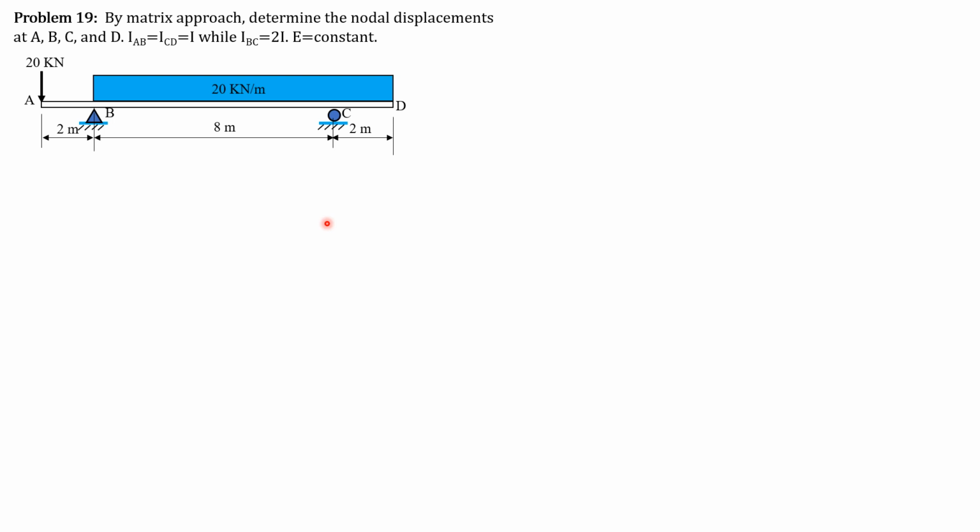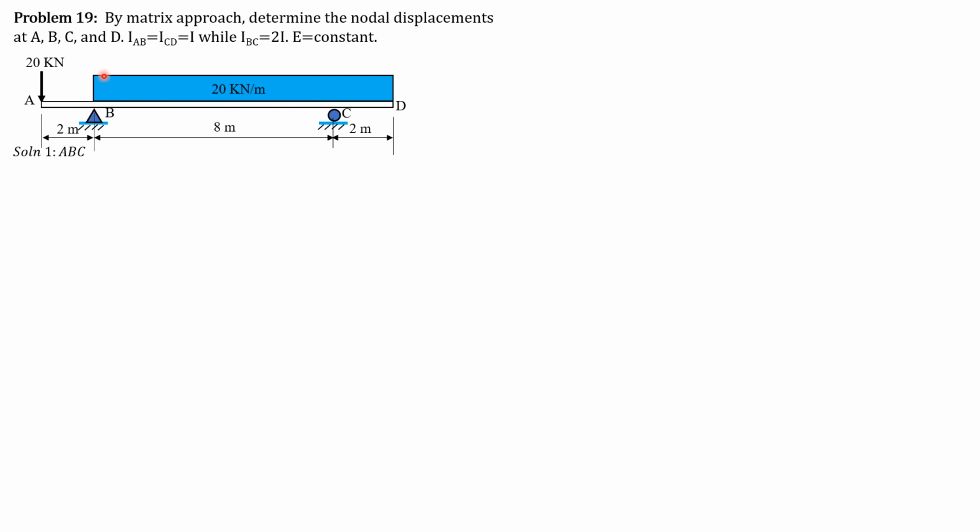Since the calculator is only capable of solving four simultaneous equations, for our solution 1, we consider ABC first. Because we consider ABC, we imagine that A and B are fixed. Therefore, this 20 kilonewton load will have no fixed moments to produce. So the load is negative 20, 0 moment.